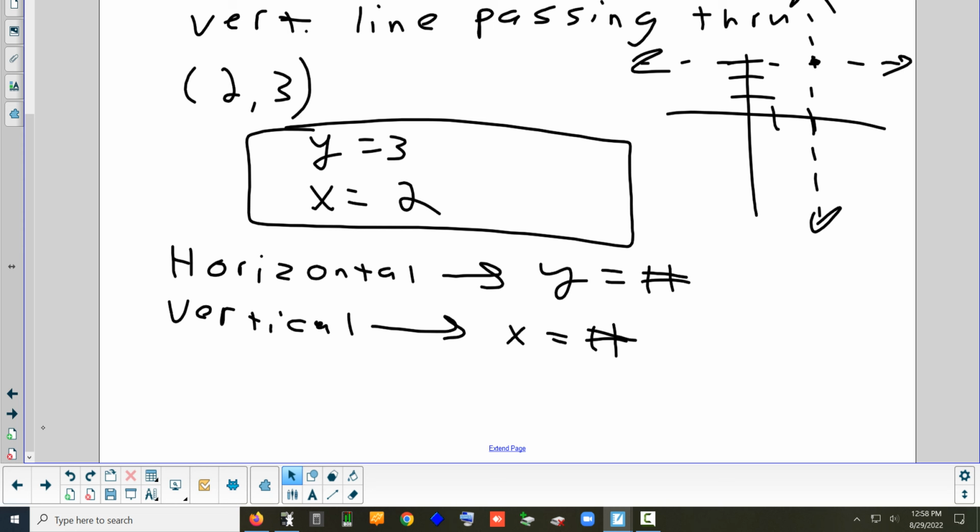The horizontal you can graph on the calculator. The vertical you can't, because the vertical line is not a function, and the calculator only graphs functions.